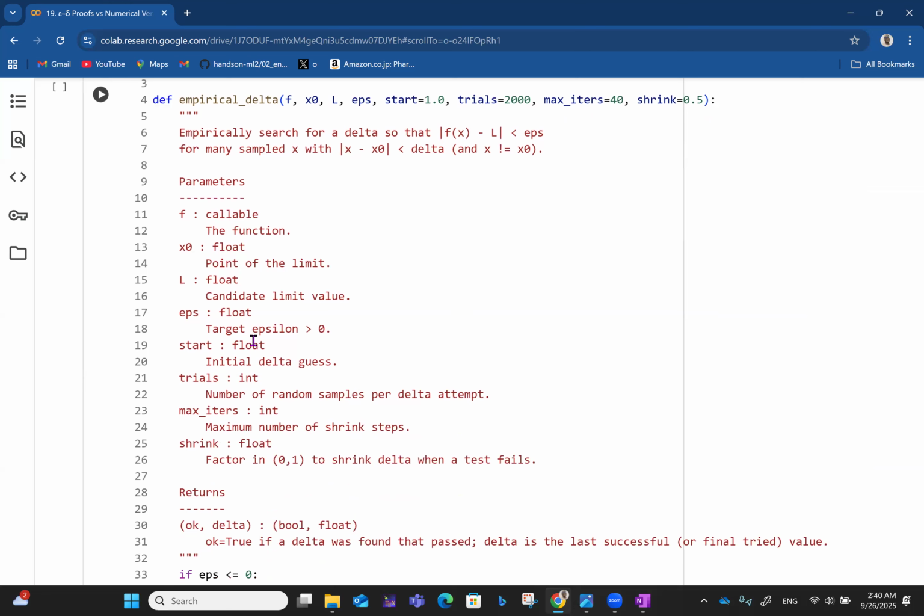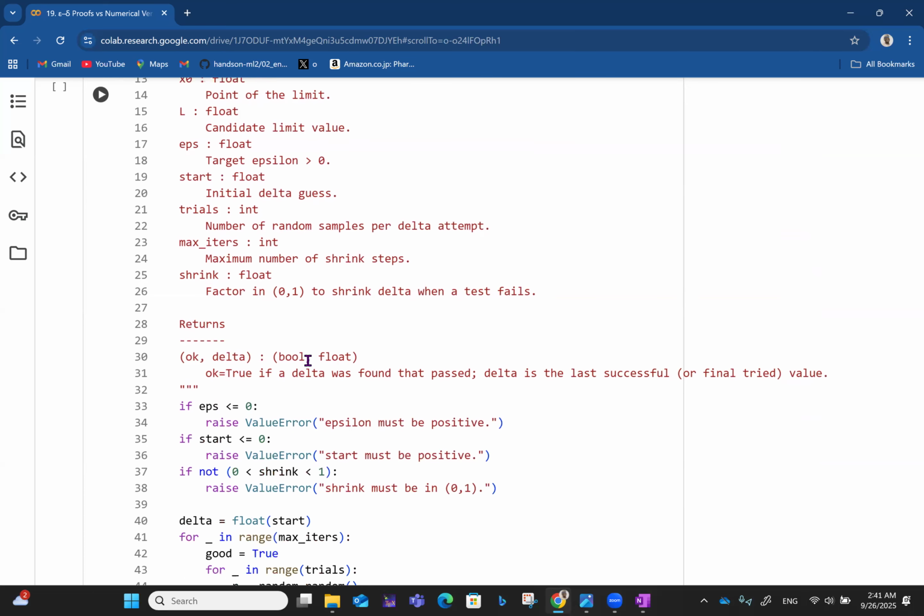x naught. So we have the parameters: f is the callable function, x naught is a float, which is the point of the limit, L is a float, which is the candidate limit value, epsilon is also a float, which is the target epsilon greater than 0, start is a float, which is the initial delta guess, trials is an integer, the number of random samples per delta attempt, maximum iterations is an integer, the maximum number of shrink steps, shrink is a float, the factor in the open interval 0, 1 to shrink delta when the test fails. It returns OK, delta, where OK is a Boolean and delta is a float. OK is true if a delta was found that passed. Delta is the last successful or final tried value.